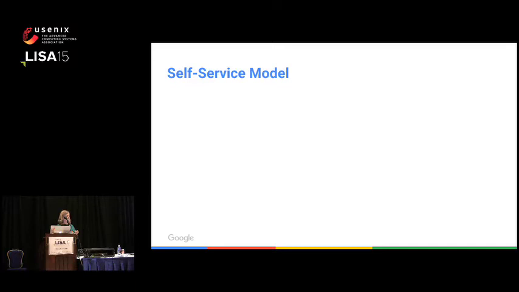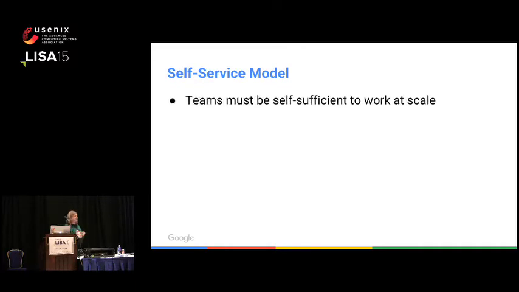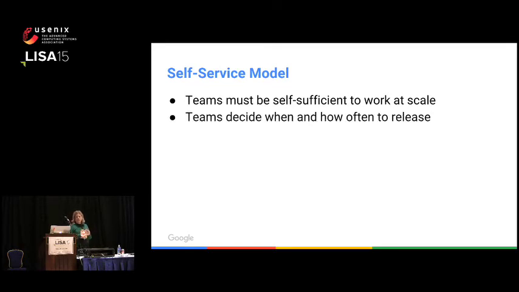A self-service model. It's important that teams be self-sufficient in order to work at scale. We have thousands of projects that we release. And if there's a bottleneck because they have to go through a gating team or decision makers about when to release, that's not going to scale. So teams are empowered to make decisions about when and how often to release. And that's critical to us releasing at high velocity and being able to roll features out as quickly as we need to.